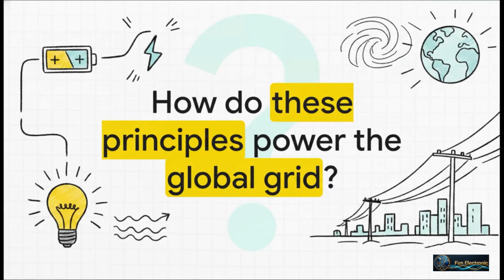Which leaves us with a pretty mind-expanding question to wrap things up today. We just used basic water flow principles, voltage, current, and resistance to solve a complex schematic. But think about this. How do these exact same fundamental laws scale up to power entire cities, countries, and frankly, the modern global grid? Because they do. The exact same math that governs a tiny battery and a light bulb is what governs the massive power lines outside your window right now.